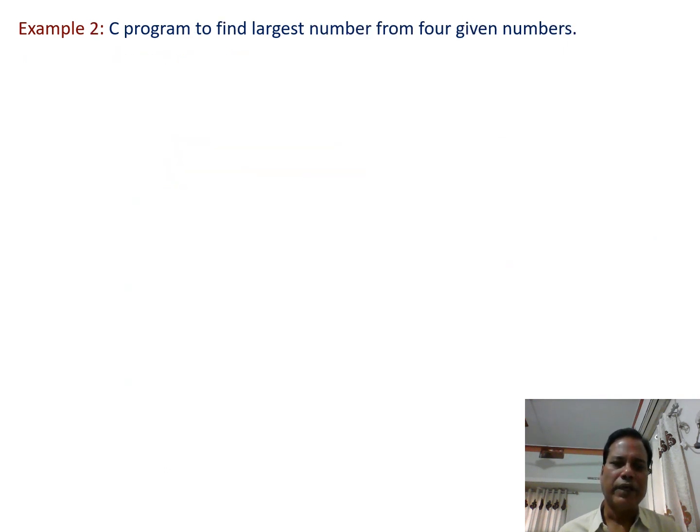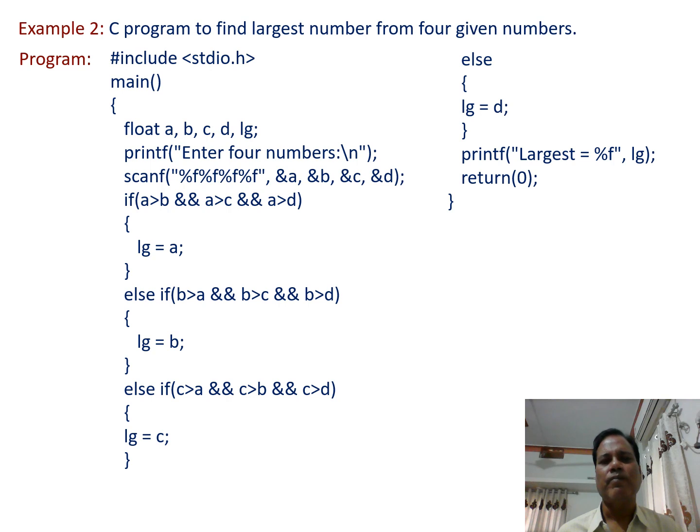Now let us take another example: a C program to find the largest number from four given numbers. The program can be written like this. In this we declare A, B, C, D and LG (largest), 5 variables, and these variables are of the float type.